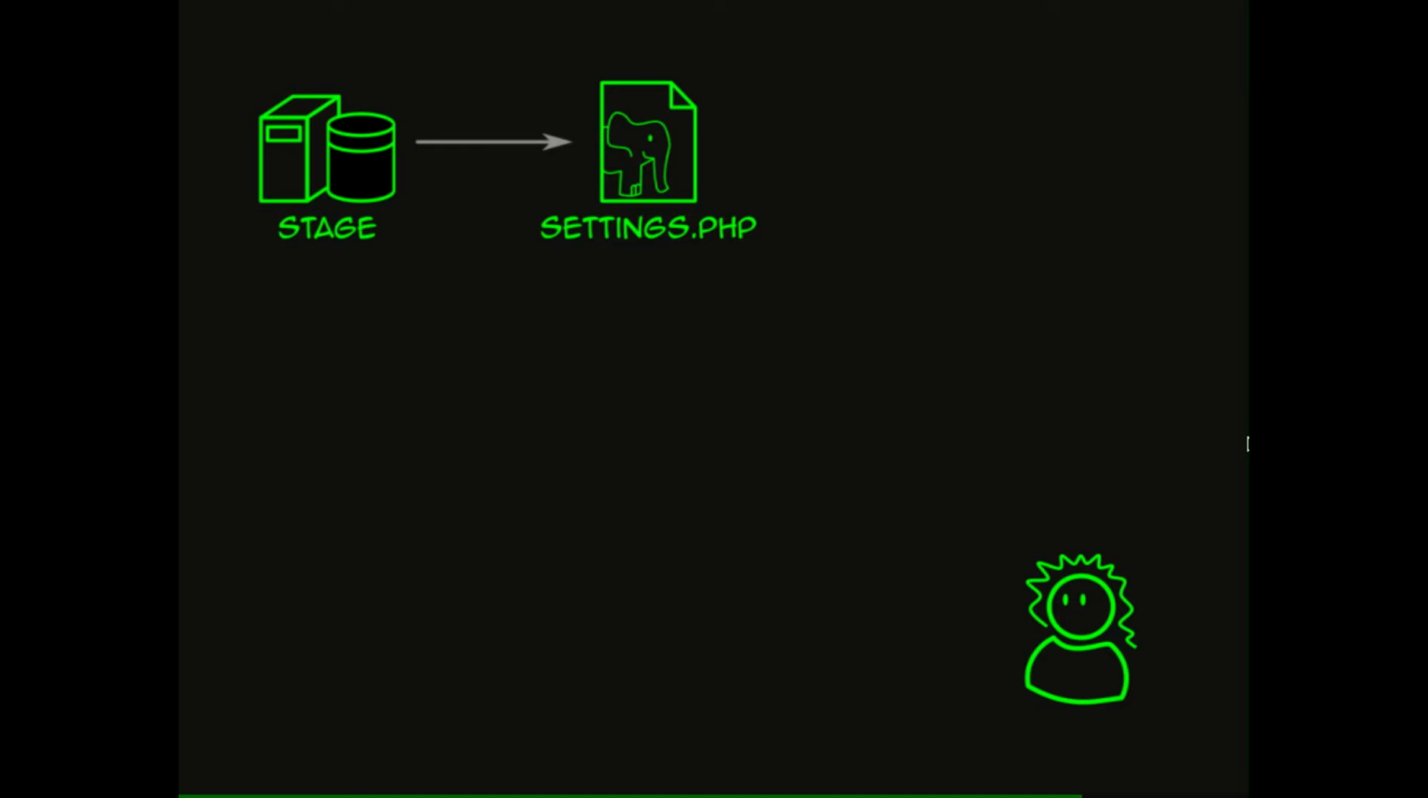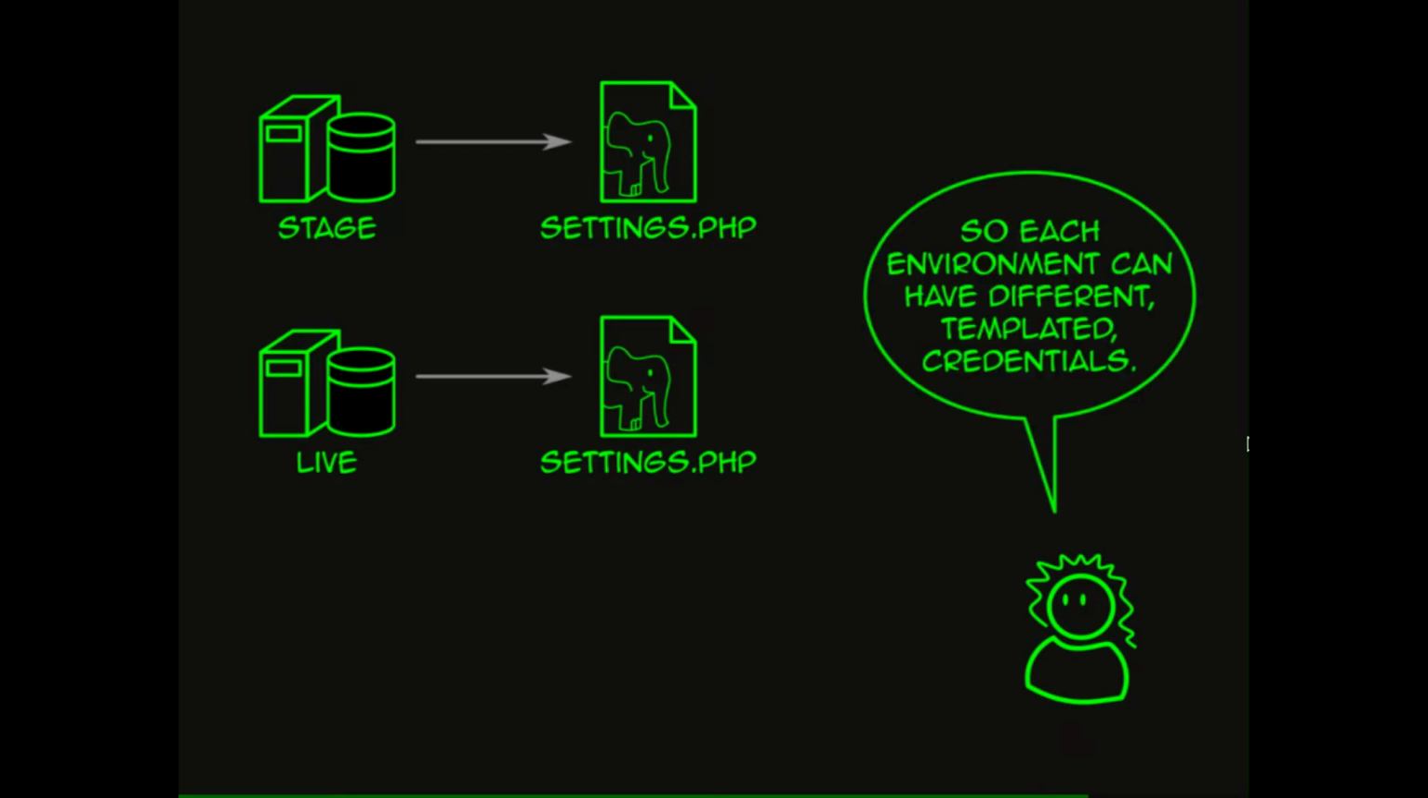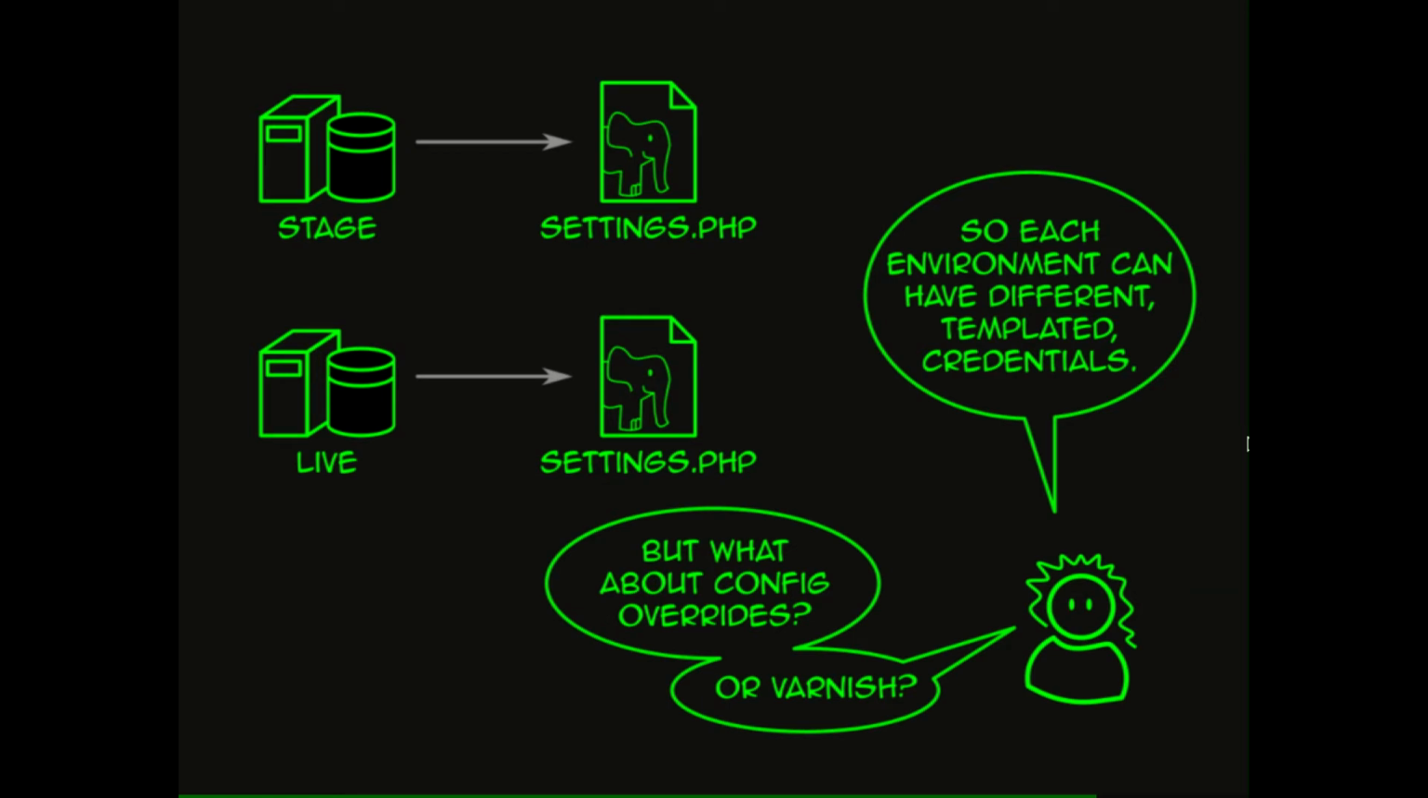That's great. But now we have yet another problem. When we do a deploy for multiple environments, we're going to have two different settings files. Each one of these is going to have our different database credentials because we've templated them off. But what if we have config differences between environments? What if one's using Varnish and one isn't? One has stage file proxy enabled and the other doesn't. Where do we store that?